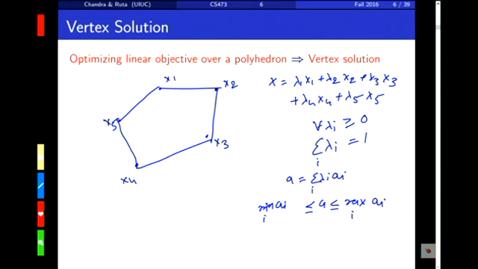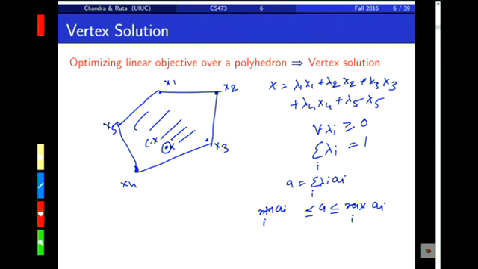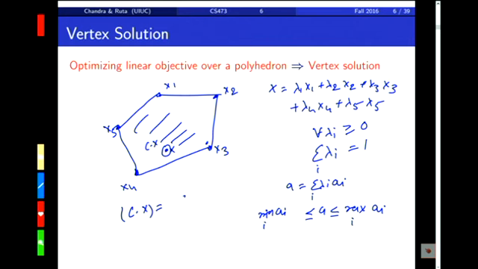That the polytope is actually the convex combination of its corner points, and if you are maximizing, say, some c dot x, then it cannot be possible that this interior point is a solution, but none of the corner points are solutions. Because you can write c dot x as summation over i of lambda_i c dot x_i, right? And then you get, by the same reasoning, that c dot x has to be at most max over i of c dot x_i.